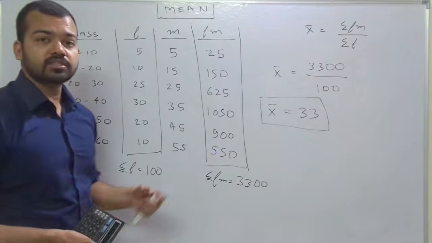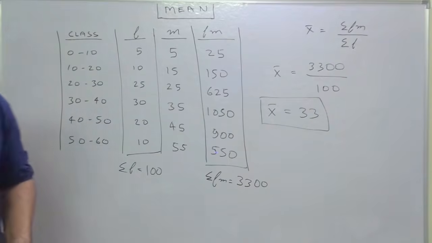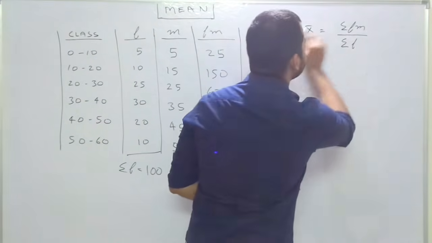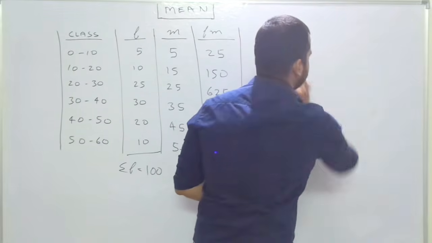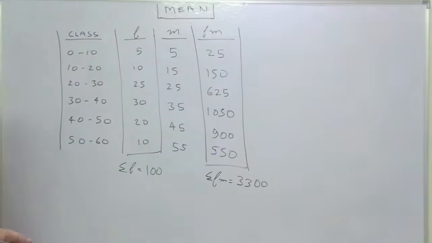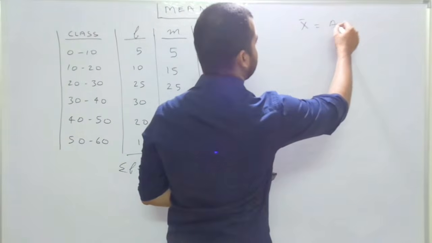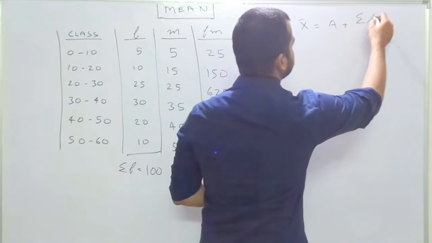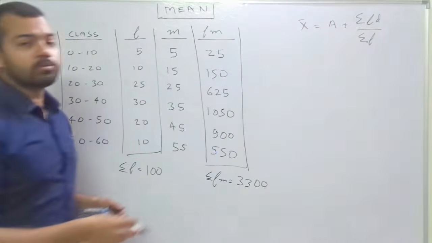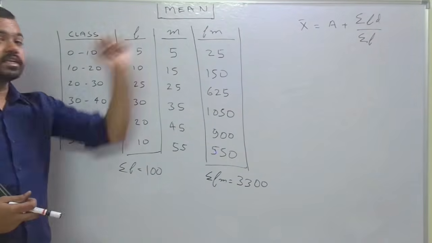Now we will see the same question with the help of the shortcut method. How will we calculate the same question with the shortcut method? So the first step is the same. It means you have to write the formula. First you have to write the formula, that is mean is equal to A plus summation FD upon summation F. This is the formula for the shortcut method, continuous series, when we are calculating mean.